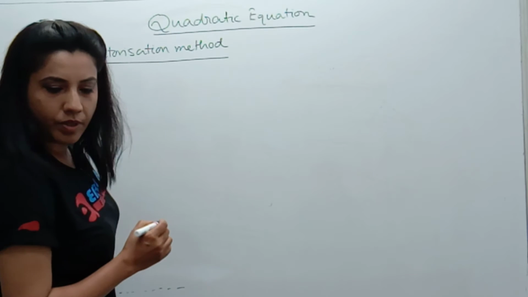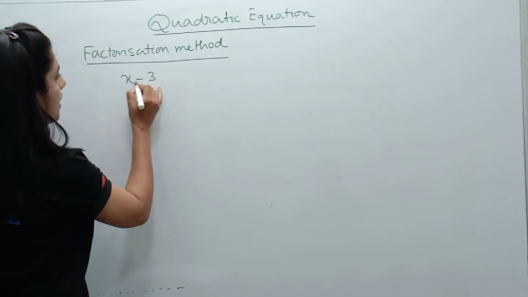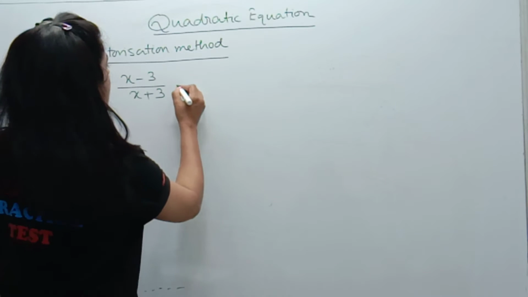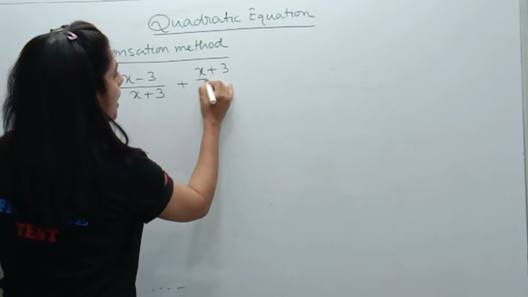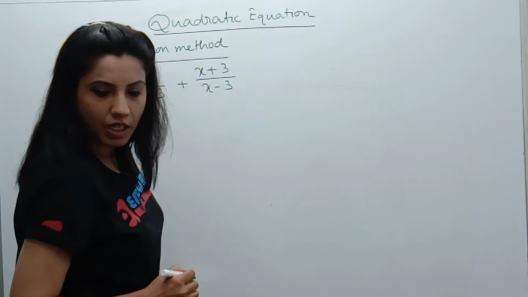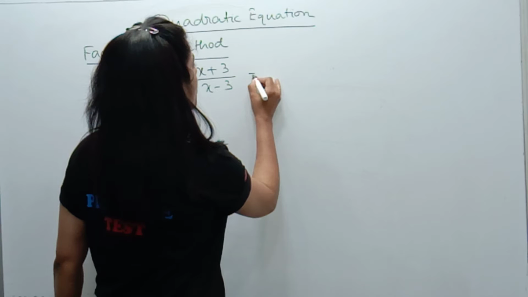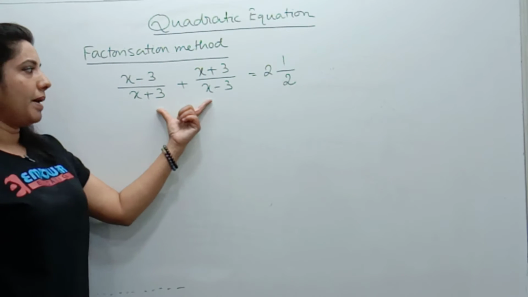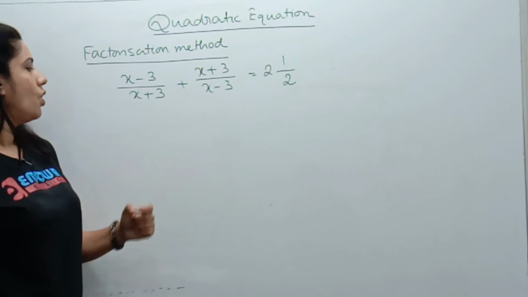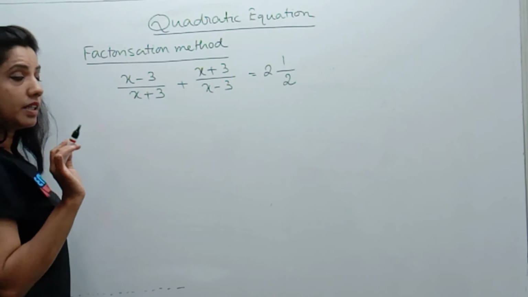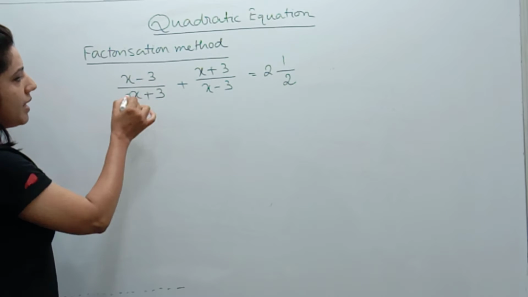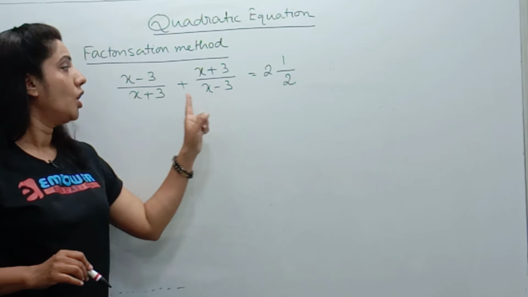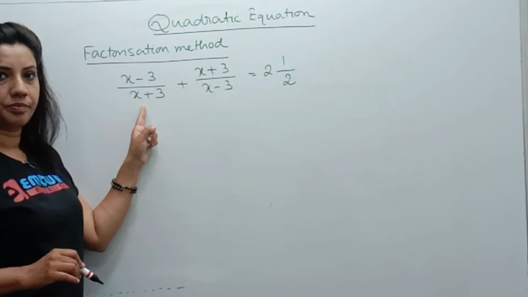Now the quadratic equation is x minus 3 upon x plus 3 plus x plus 3 upon x minus 3 equal to 2 whole 1 by 2. We can solve it by taking the LCM as it is, or you can see here one particular thing, that this one is x minus 3 upon x plus 3 and this one is x plus 3 upon x minus 3, which is the reciprocal of this.